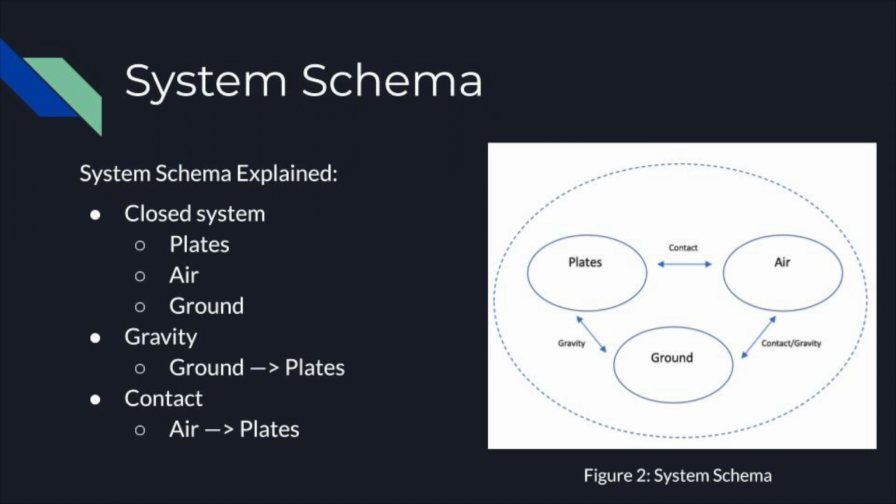In our closed system, there are the plates, air, and the ground. There is a gravitational force on the plates by the ground, and there is a contact force on the plates by the air, and this contact force is in the form of drag and viscous forces. Overall, the gravitational force pushes the plates down towards the ground, while the contact force acts as the resistive force against the direction of the motion, pushing the plates away from the ground.